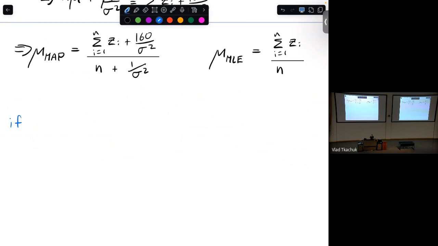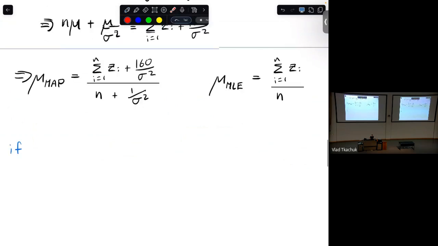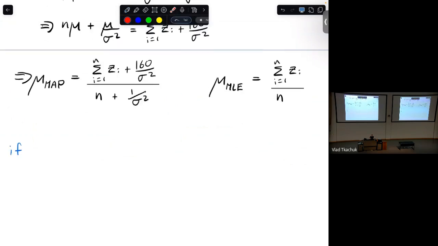So the first case is, okay, let's make this precise. Basically we're going to do the case where sigma squared is small. If sigma squared is small, then this is really small, this is really small. So these numbers are really, really big.